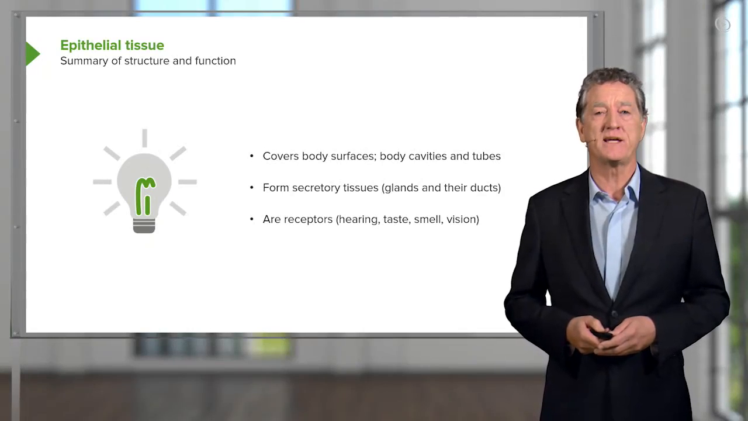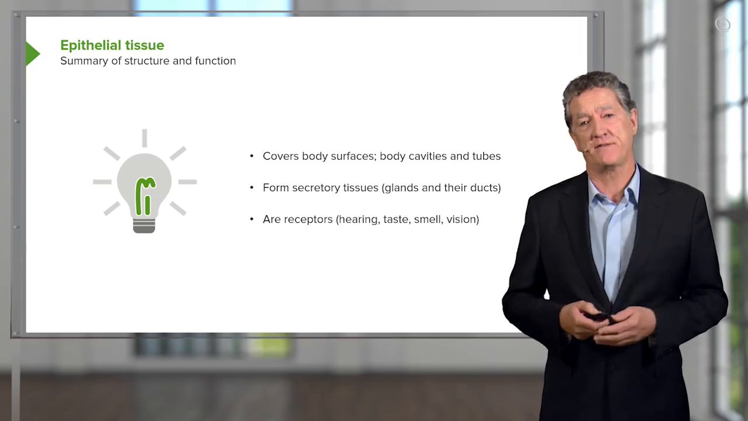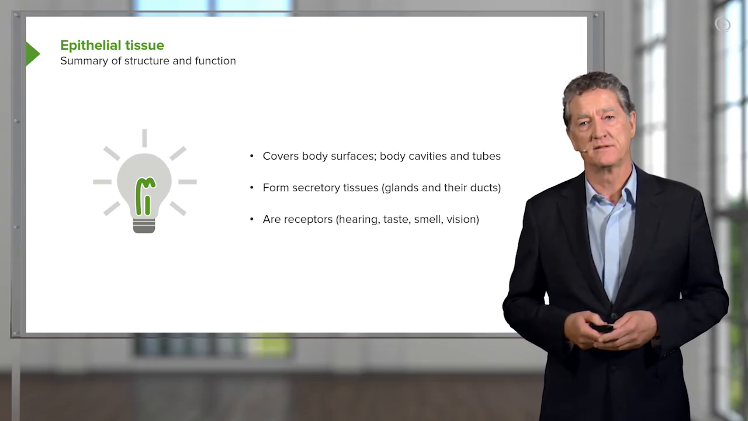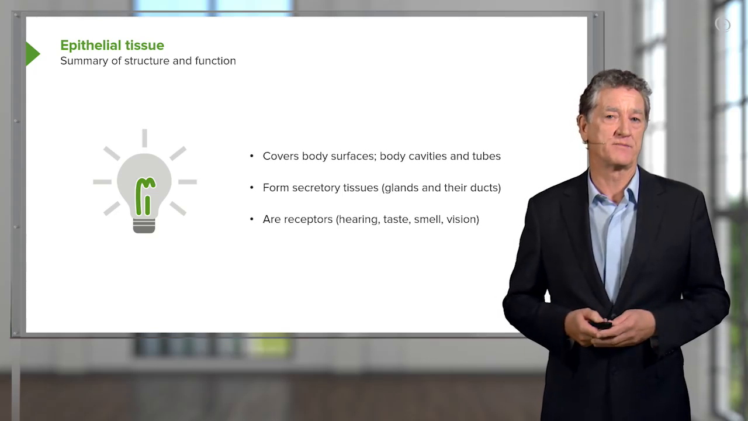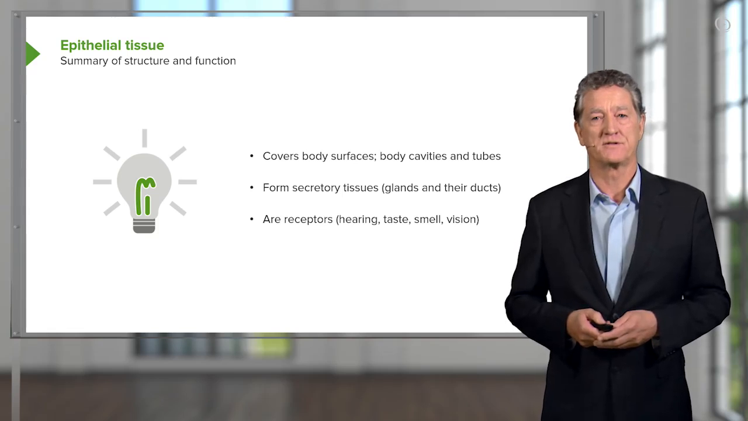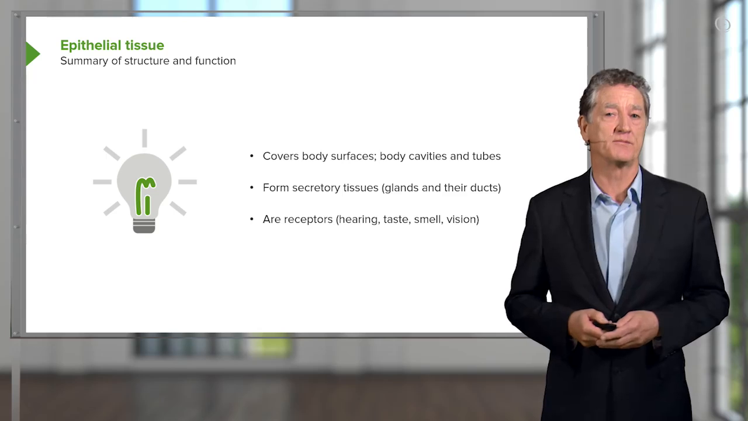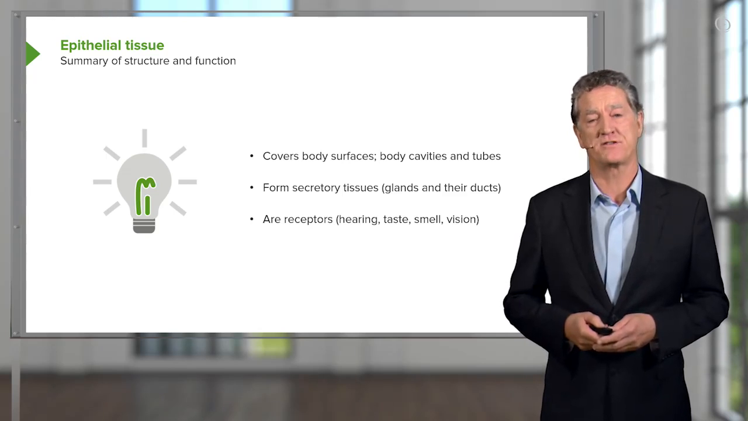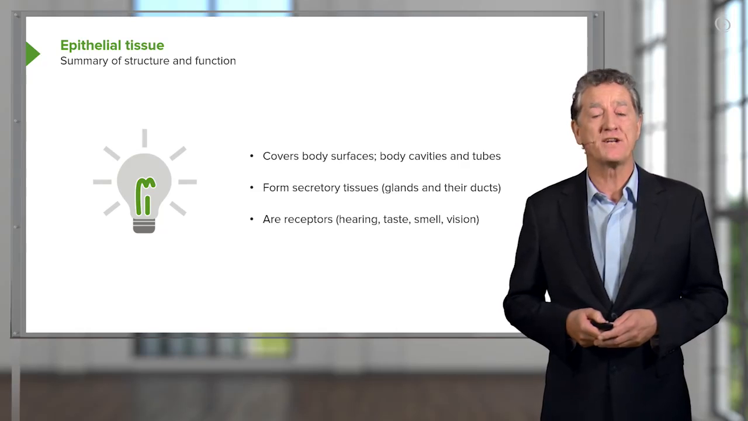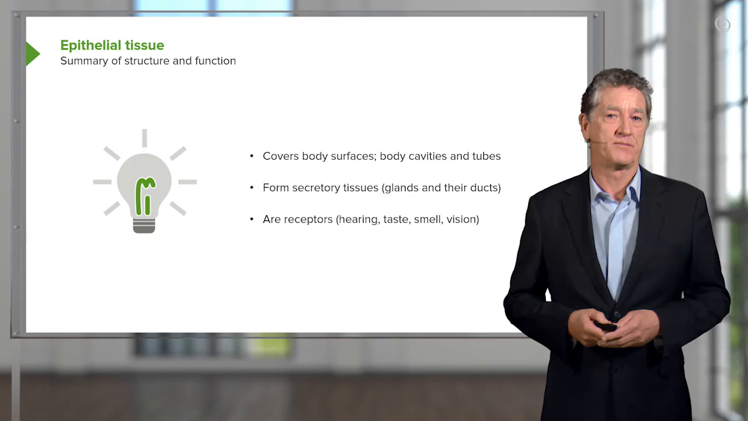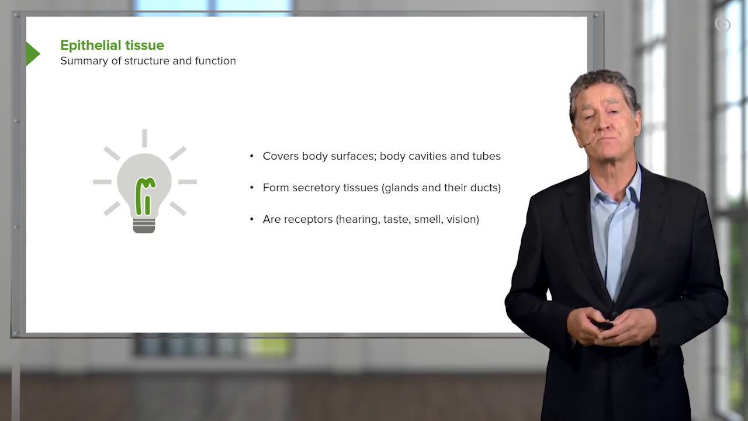Epithelia lines the body cavities, such as the thoracic cavity, the pleural cavity, and the abdominal cavities. It also lines tubes. Some of those tubes are external to the body, such as the respiratory passages and the gastrointestinal tract, and some tubes are internal, such as blood vessels.